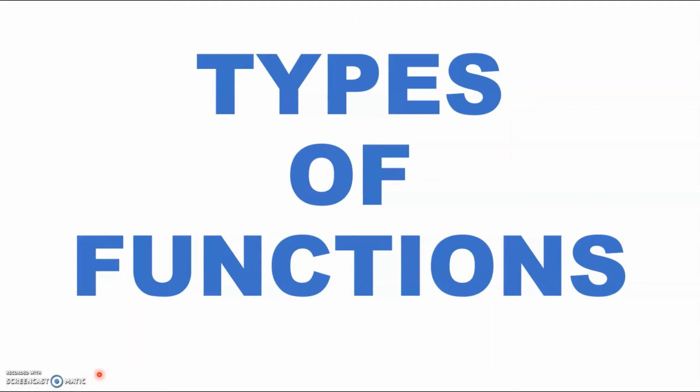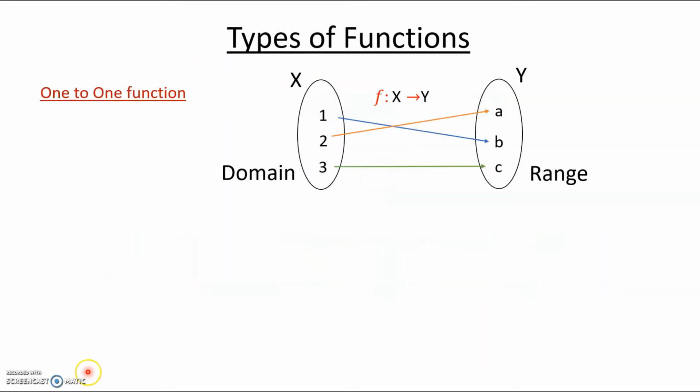In this video, we will see the different types of functions. To start with, let's do the one-to-one function. Now, in a one-to-one function, let me explain that there is a domain. The domain maps to range through the relationship of function f.